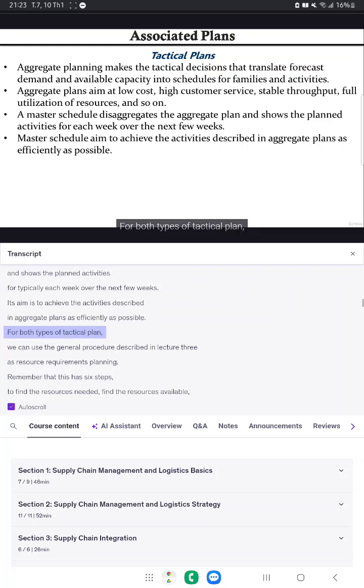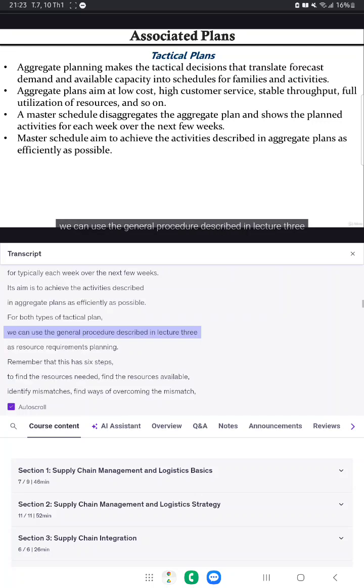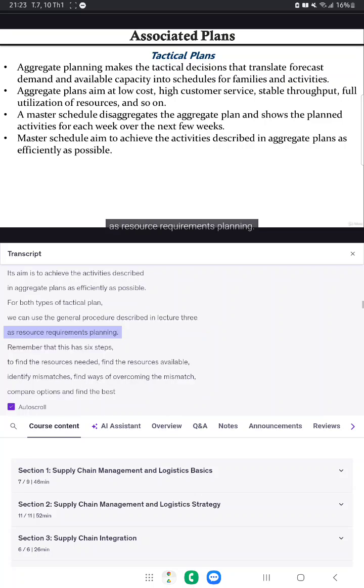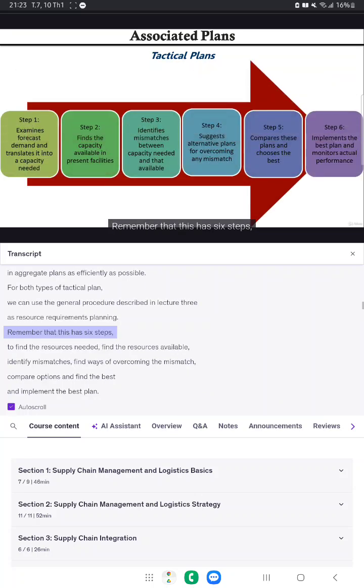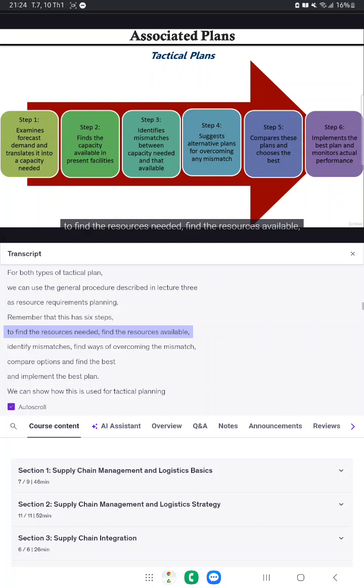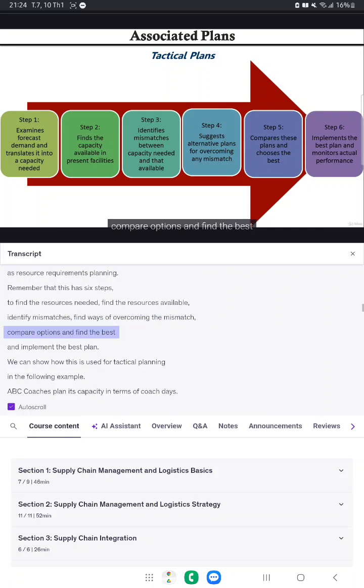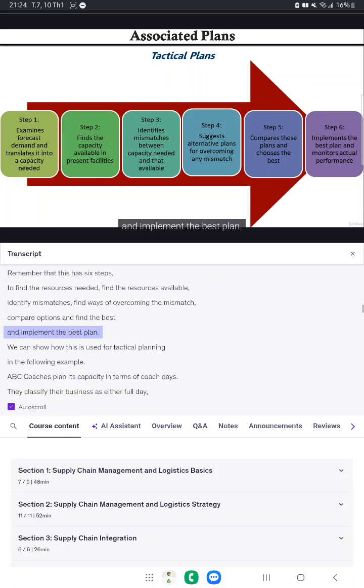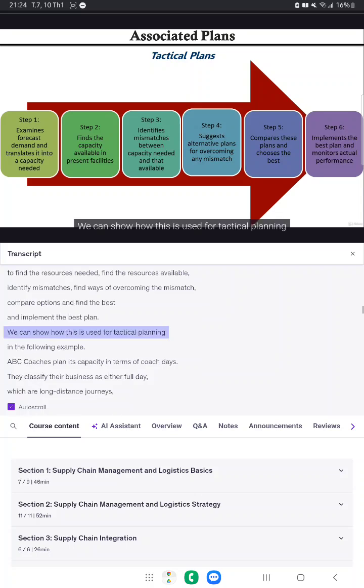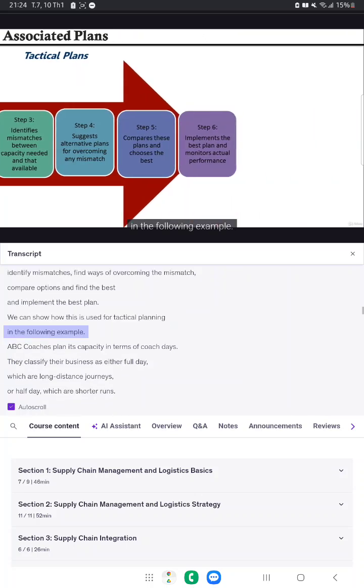For both types of tactical plan, we can use the general procedure described in Lecture 3 as resource requirements planning. Remember that this has 6 steps: to find the resources needed, find the resources available, identify mismatches, find ways of overcoming the mismatch, compare options, and find the best and implement the best plan. We can show how this is used for tactical planning in the following example.